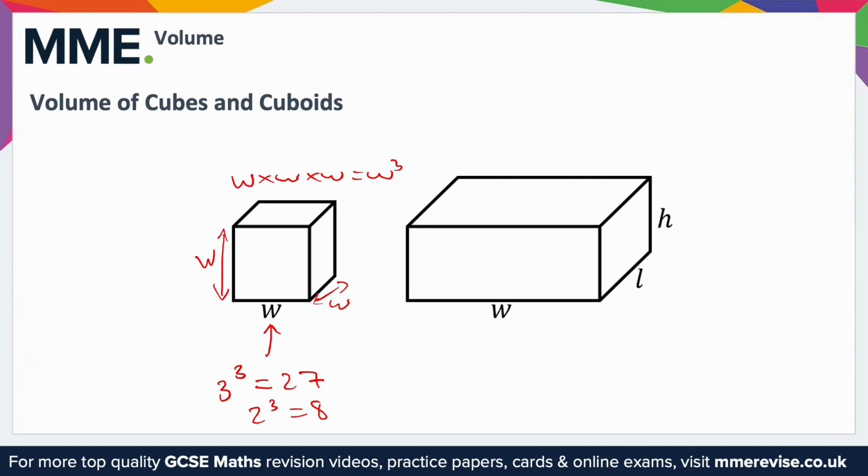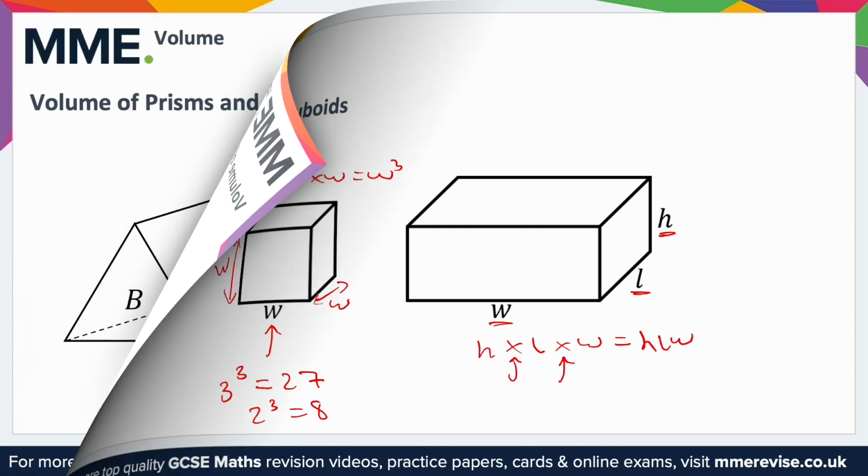Working out the volume of a cuboid is a little bit trickier, but not too bad. You just need to times the height, in this case h, by the length, in this case L, by the width, in this case W. So you're doing height times L, length, times by width, W. You can simplify this slightly, but not too much, to just h, L, W, just getting rid of the multiplication signs.